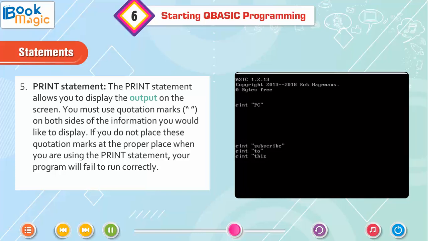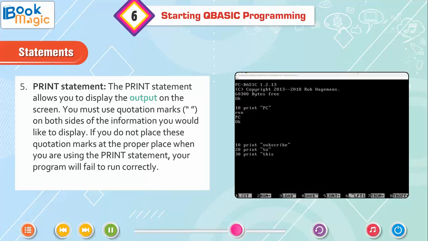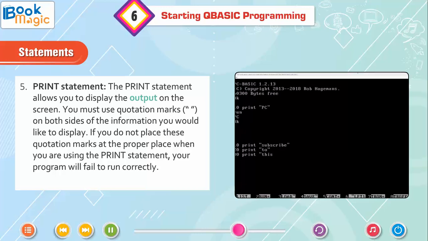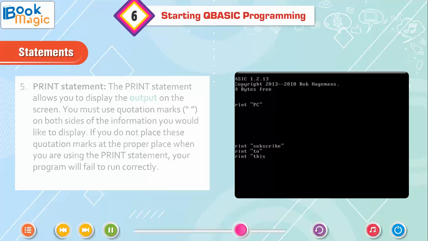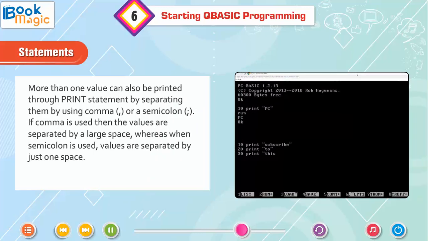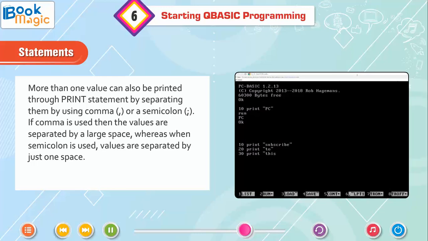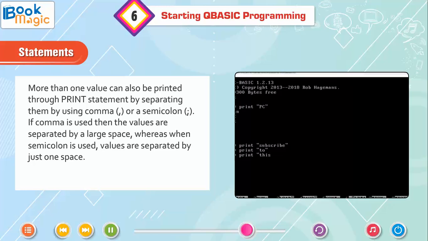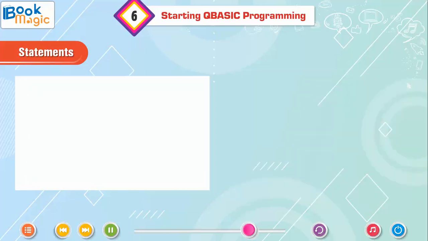5. PRINT statement. The PRINT statement allows you to display the output on the screen. You must use quotation marks on both sides of the information you would like to display. If you do not place these quotation marks at the proper place when you are using the PRINT statement, your program will fail to run correctly. More than one value can also be printed through the PRINT statement by separating them using a comma or a semicolon. If a comma is used, then the values are separated by a large space, whereas when a semicolon is used, values are separated by just one space. Syntax: PRINT "message".